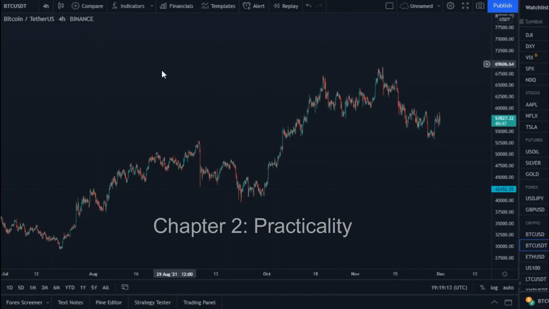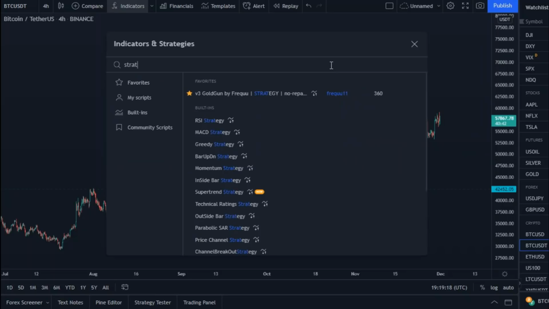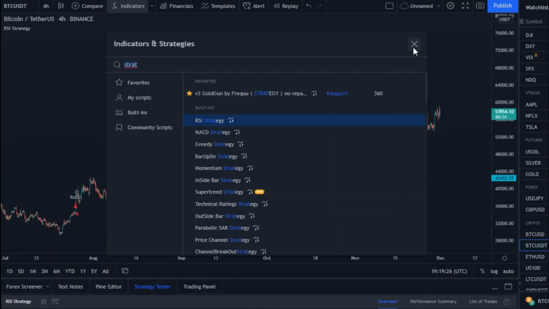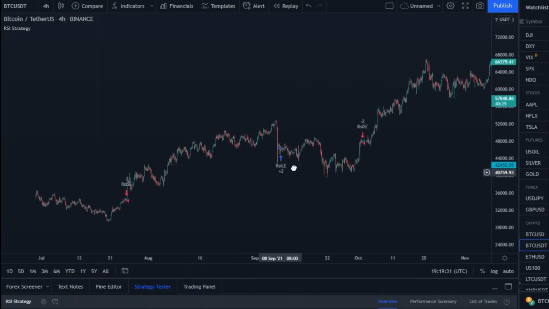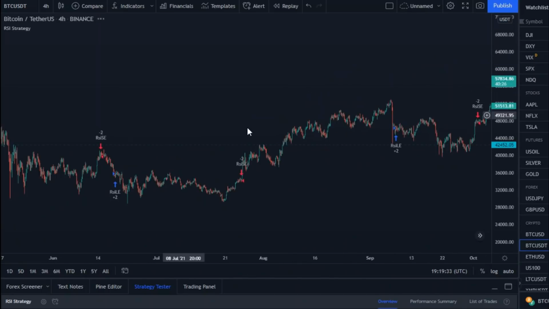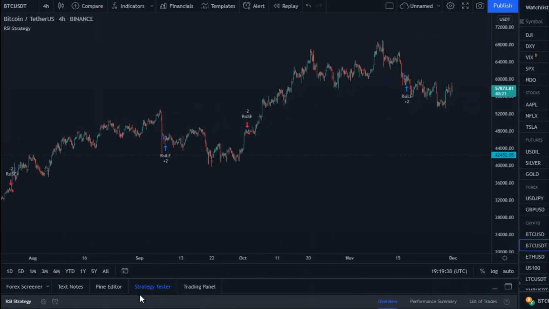Now, we will choose any other strategy, and we will try to understand it in practice. Well, let's pick any strategy from this list. Let it be the RSI strategy. Like any strategy, it will show us the places of buying and selling on the chart, but what matters to us is the results and testing. Okay, let's zoom in on the strategy panel so we can see what's going on.